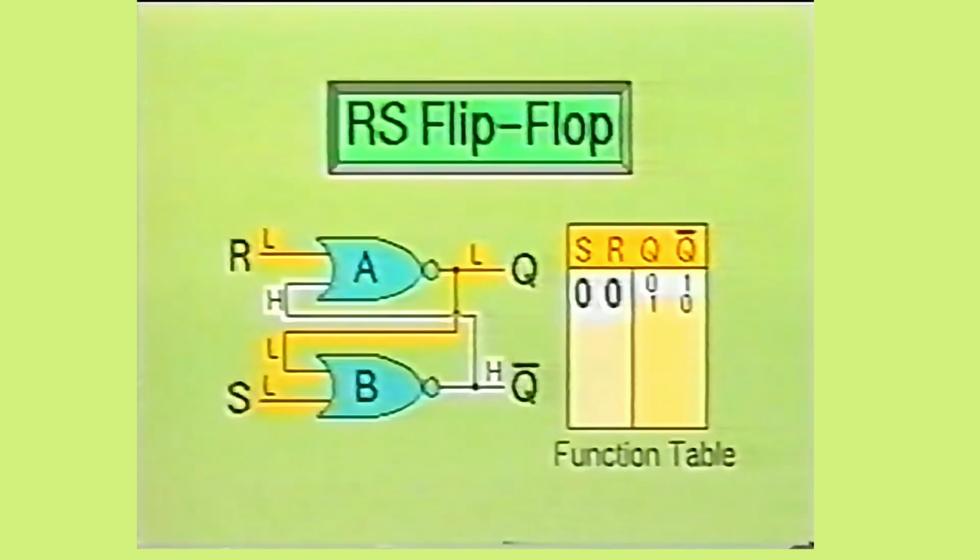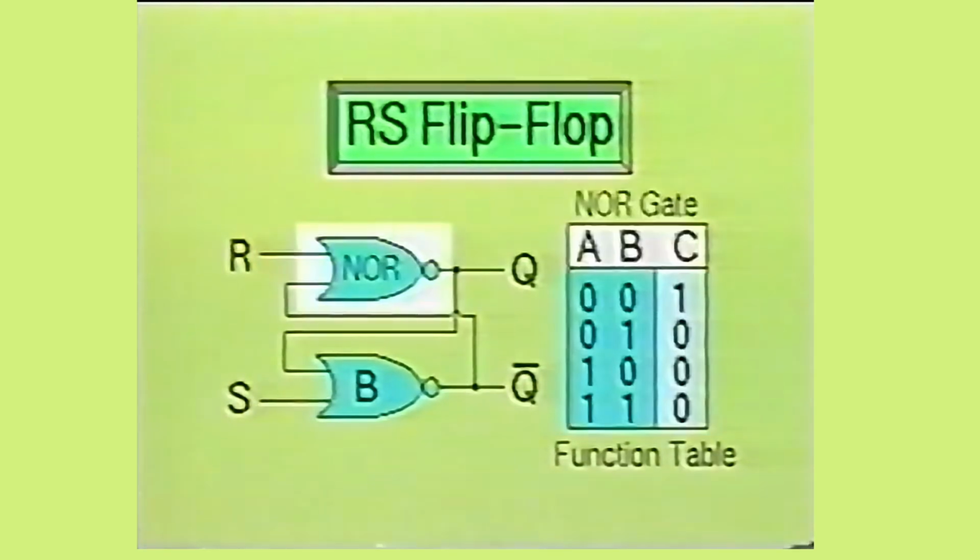Next, we will see what happens when the reset input is low and the set input is high. The truth table shows that when the reset is low and the set is high, output Q will be high and output not Q will be low. To understand how this happens, you must first know and understand the truth table for the NOR gate. Basically, any high input will cause a low at the output, and when both inputs are low, then the output will be high.